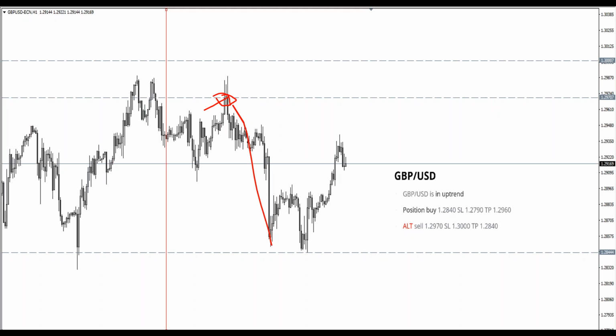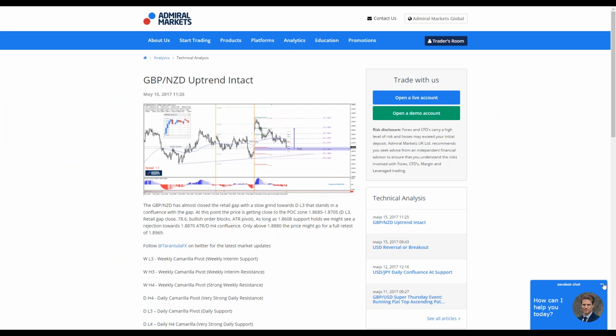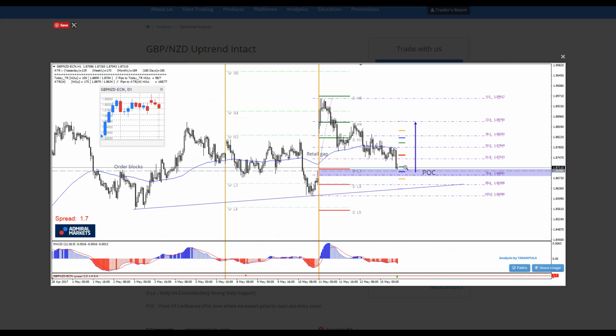Today we had the excellent pound New Zealand setup. So guys, this is pound New Zealand. Today the price went here after I made the analysis. The price went here within the POC zone and then spiked to the upside.